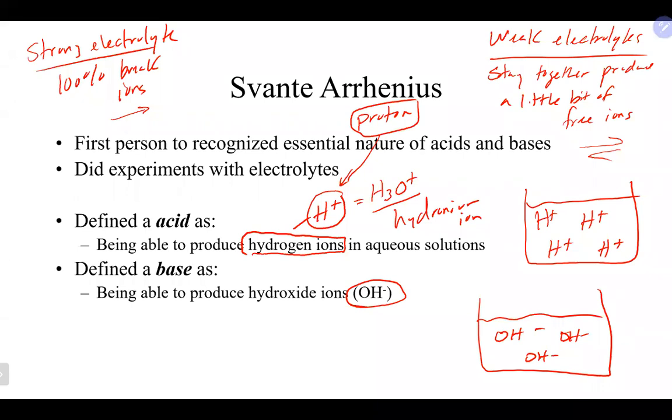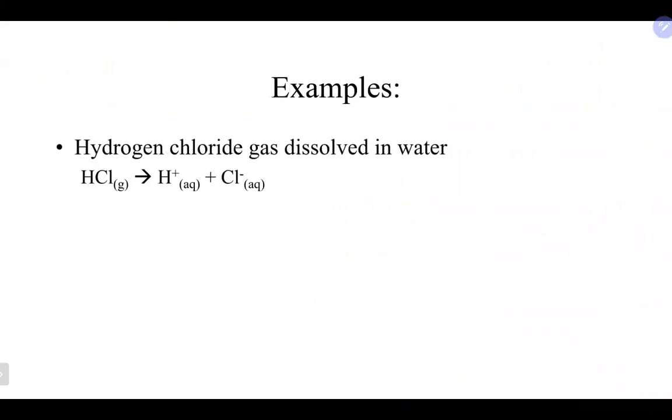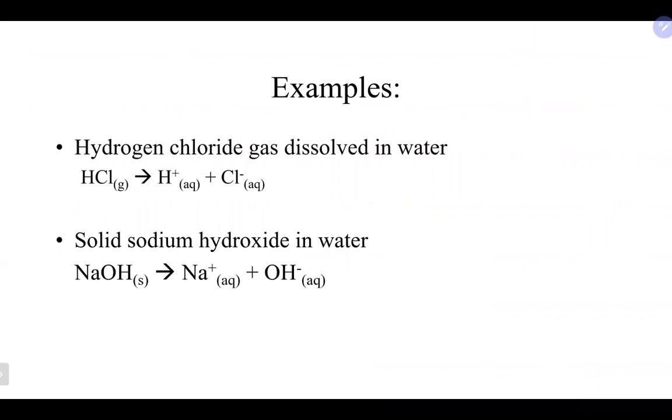So again, anywhere I put in a formula H plus, you can pretty safely put H3O plus, and it really is going to be the same thing. This is an example of hydrogen chloride gas. If we bubble hydrogen chloride gas through water, that is how we make hydrochloric acid, which is HCl. It is a strong electrolyte. It is able to produce H plus in solution, which makes it an acid.